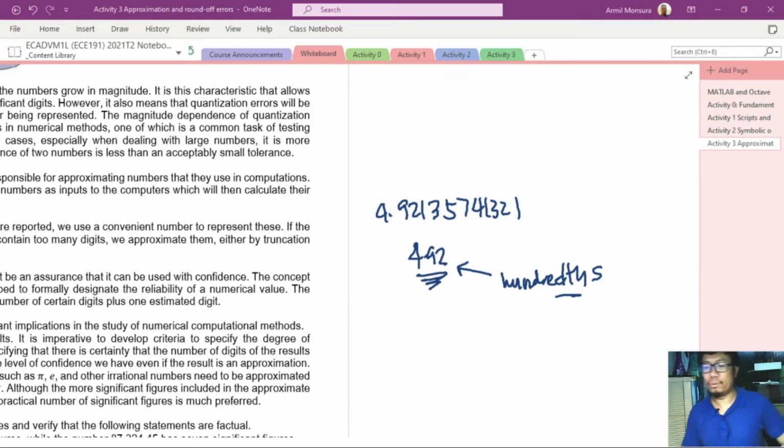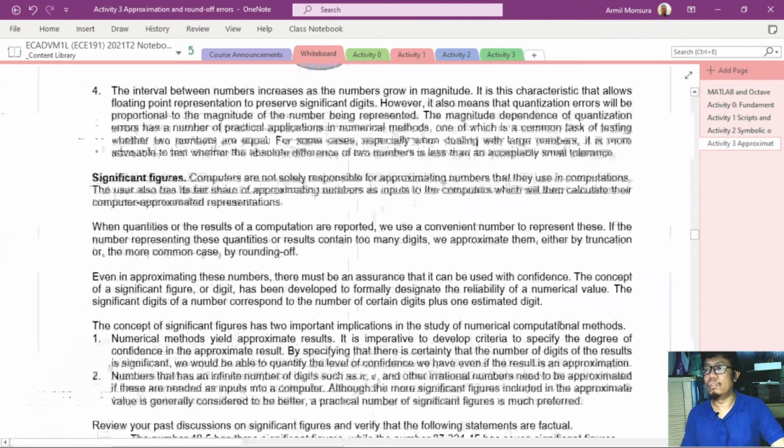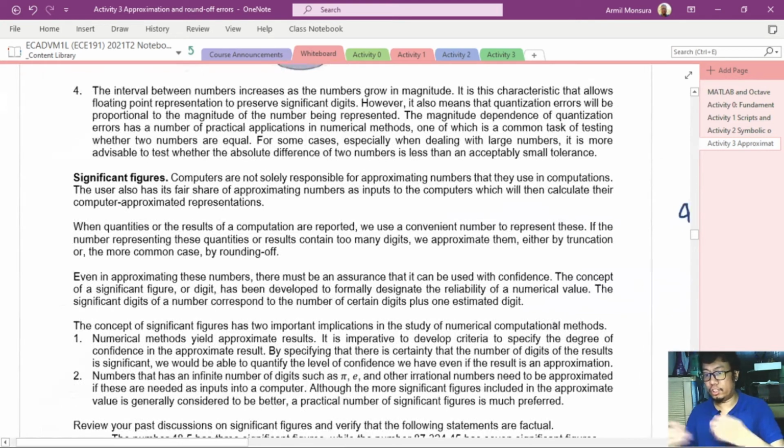So that means that our number is precise by this much. Okay. Up until the hundredths digit. Okay. So ganun yung precision ng number natin. Okay. So ayun. It's also related to how we express our numbers.